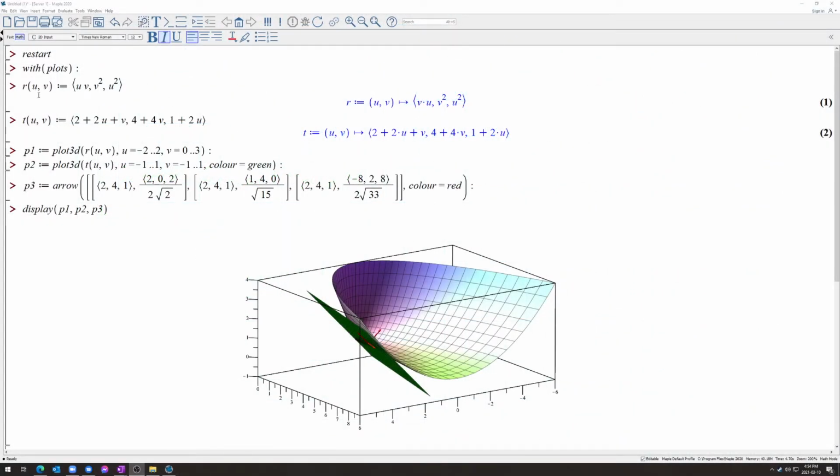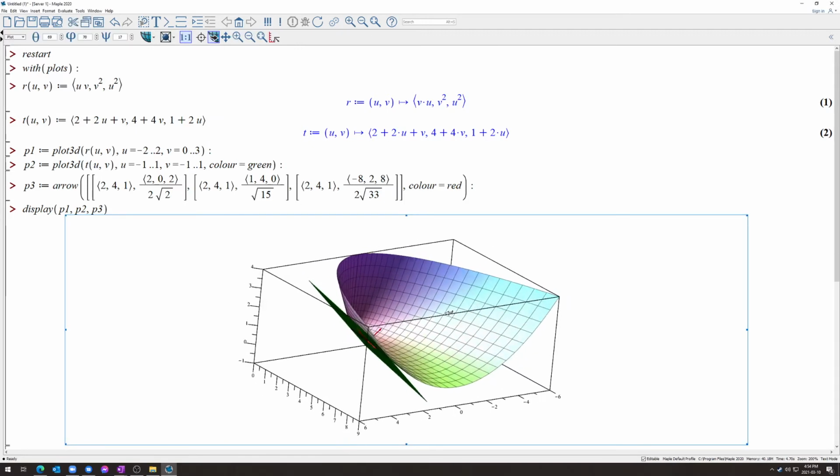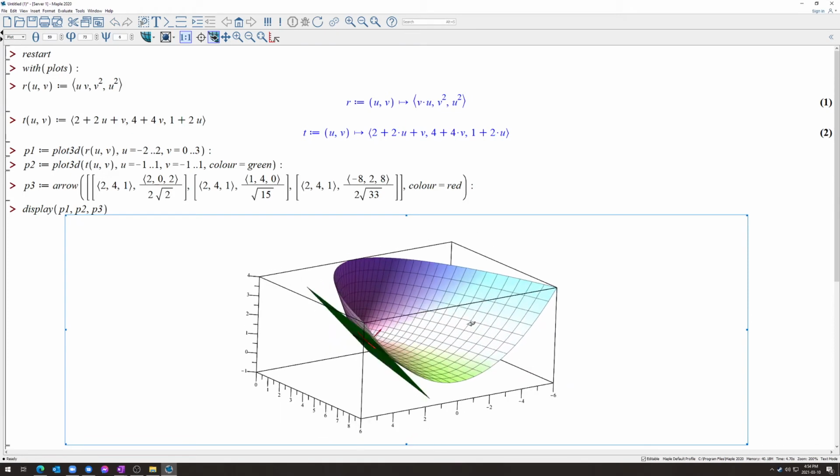Well, here in Maple, I've got the surface r of u, v, and I've got that tangent plane T of u, v. Now I'm plotting the surface, I'm plotting the tangent plane, but I'm also plotting the three different vectors that we've got, 2, 0, 2, 1, 4, 0, and negative 8, 2, 8. Except I'm just scaling them all back down to unit vectors so that it displays nicely. And here's that surface. Kind of almost looks like the keel end of a boat there maybe.